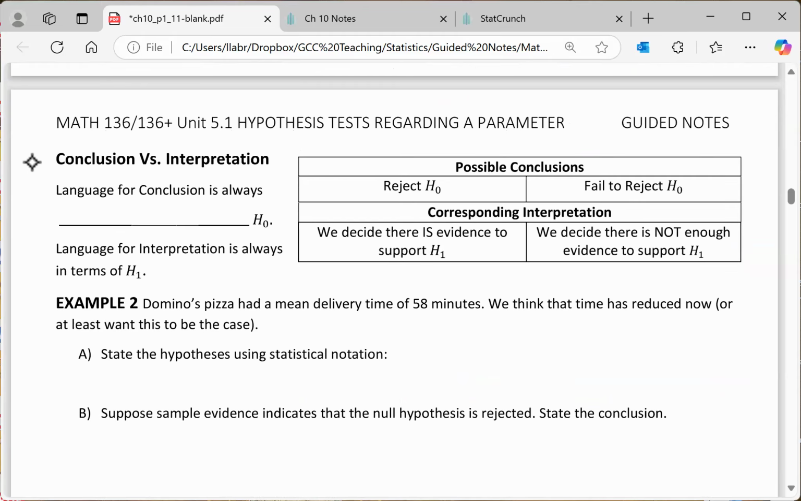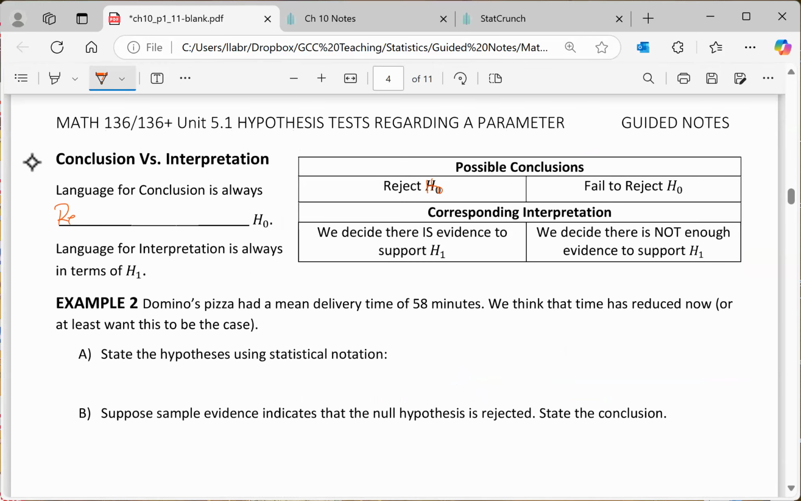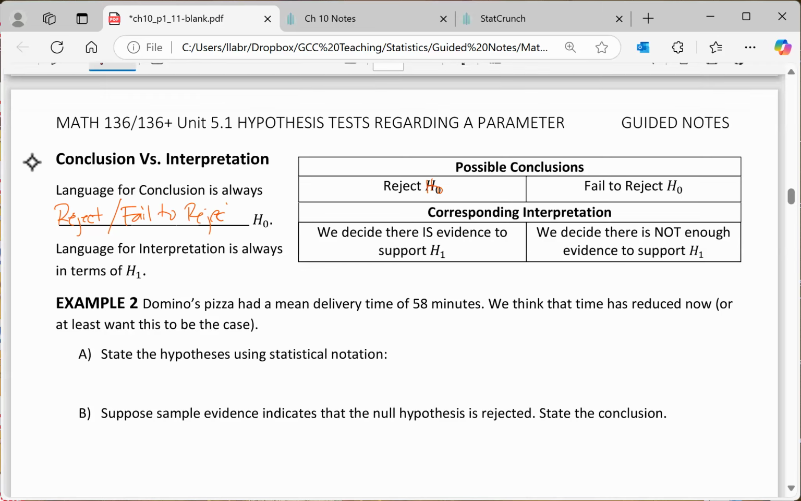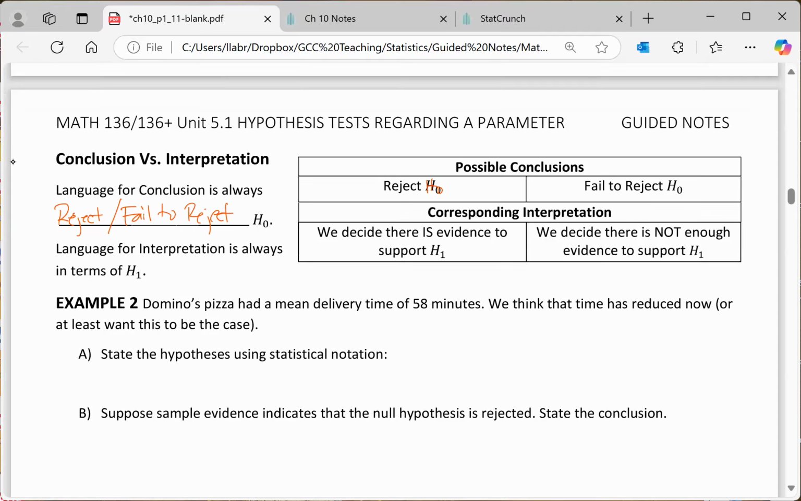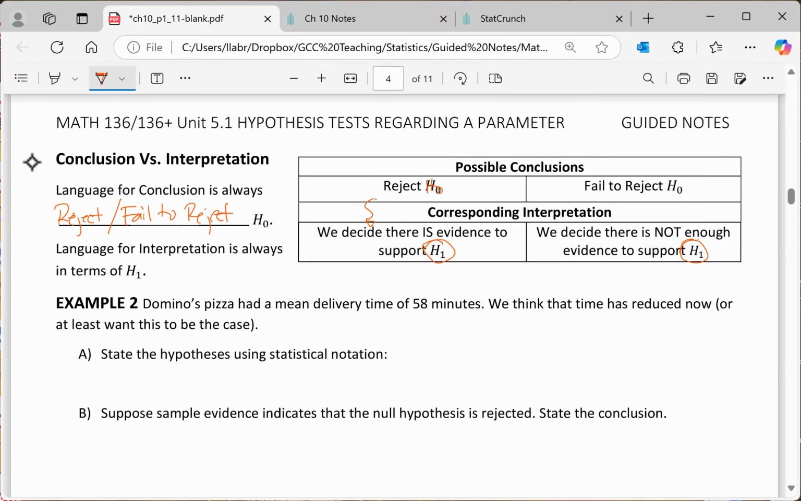So again, possible conclusion, always in terms of H0. But when you're interpreting, always with respect to H1. So the language of the conclusion will always be reject or fail to reject, one or the other. And then depending on which one it is, you're basically going to say, we find that there actually is evidence to make the claim that I was after. Or you're going to say, I don't have enough evidence to support the claim that I was trying to make.